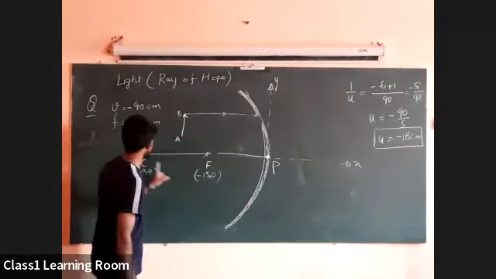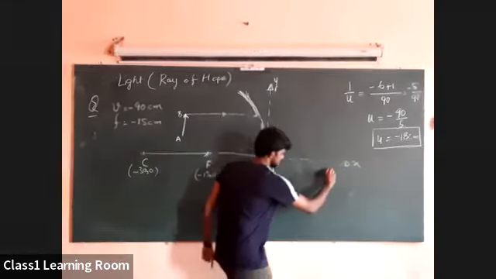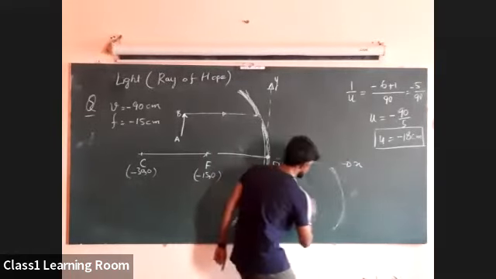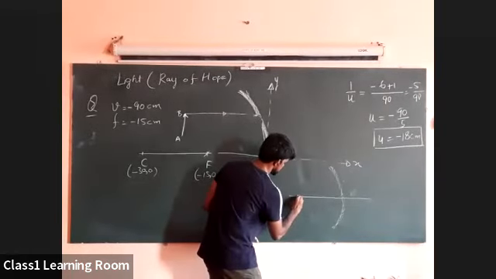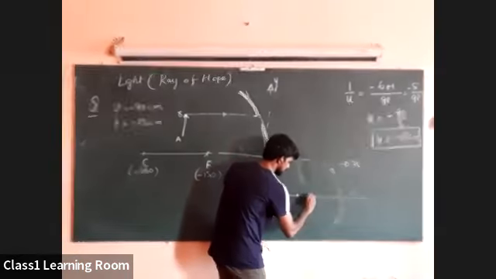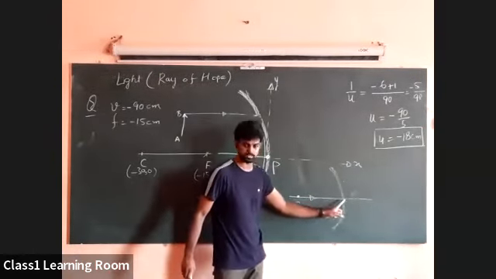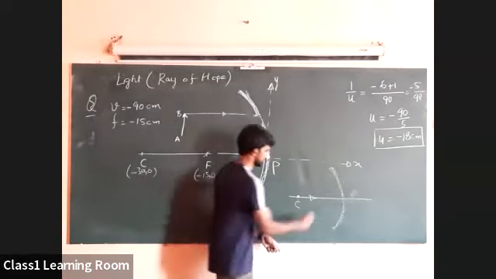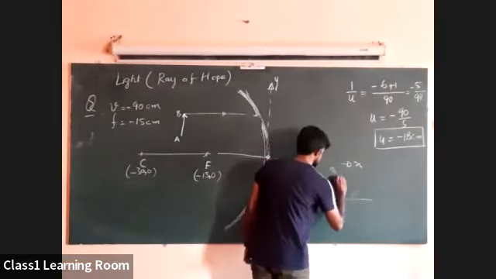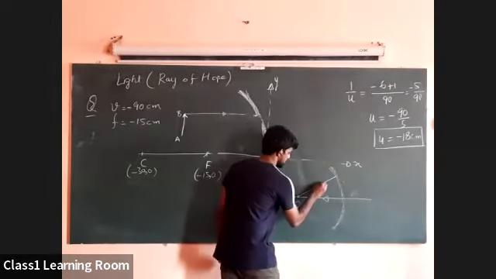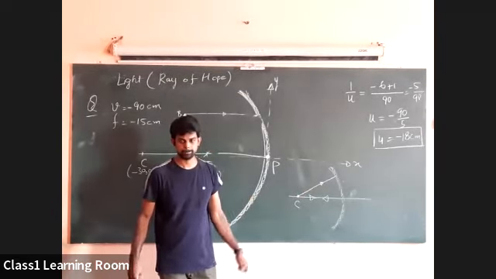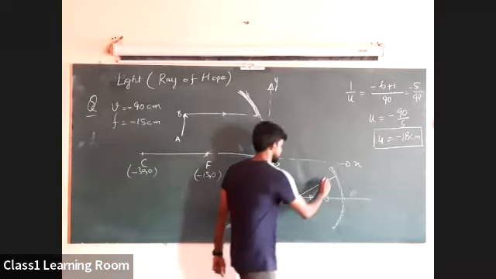See, the thing is, do you remember this? If you have a mirror, you have this principal axis. So this is your center of curvature, and this is your principal axis. If a light ray goes along the principal axis, it will come back along the principal axis. If a light ray from the center of curvature strikes the mirror, where will it come back? It will come back to the center of curvature.